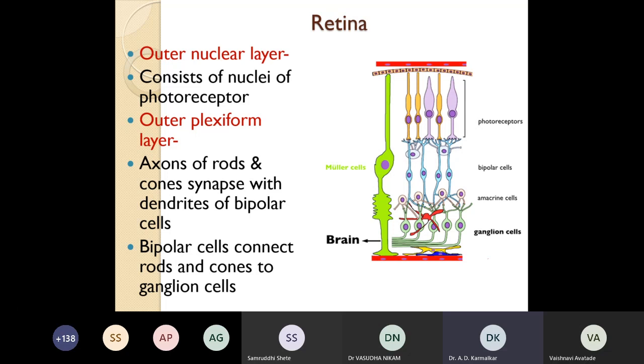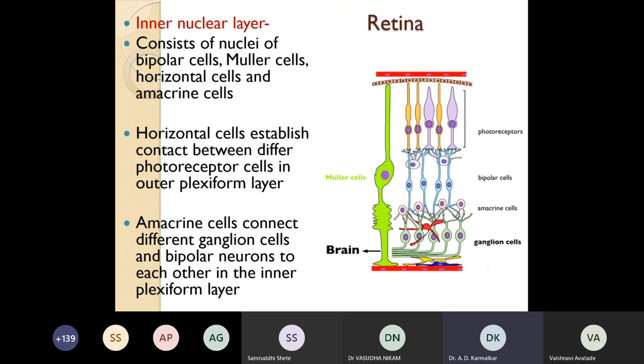Outer flexiform layer: if you see here, there are axons of the inner segment of the rods and cones, and there are dendrites of the bipolar cells. So these will form the outer flexiform layer. The bipolar cells will connect these photoreceptor cells to the ganglion cells.